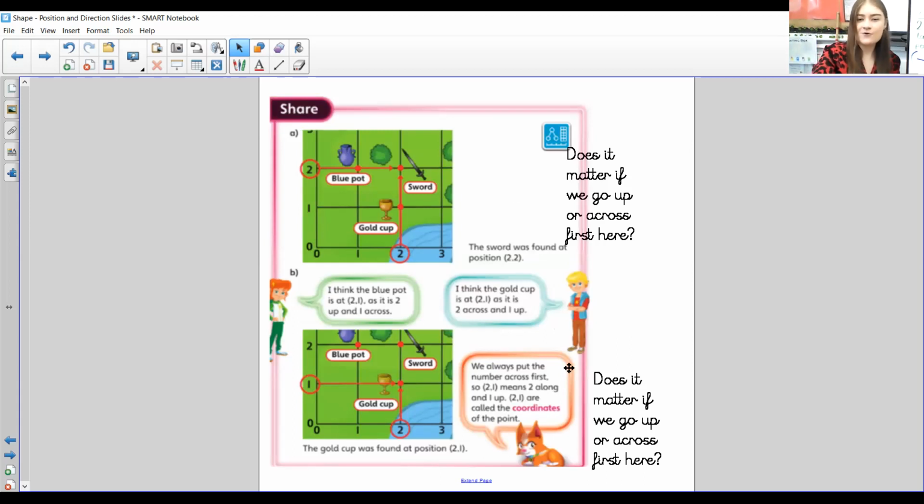For 2, 2, like I mentioned, it doesn't matter if we go across or up first. Obviously, we should always try and go across first and then up so that we're in the right habit. But if the number is the same, you can go either way because you are moving the same distance. However, for the other one where the numbers are different, we always go across and then up. If we go up first, 2 points up and 1 point across would have given us the wrong answer.